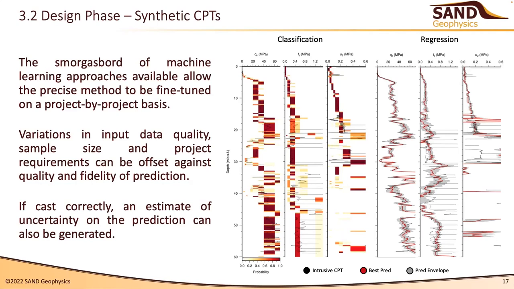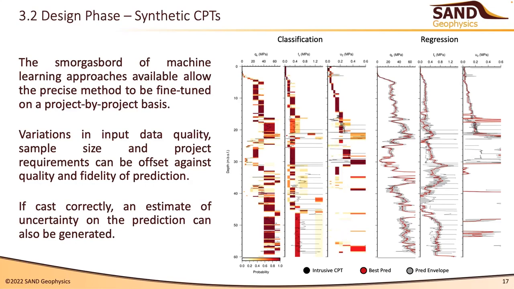And we see examples of that here. So I've given two examples. The example on the left is a classification using a random forest algorithm, where we're essentially binning the CPT tip resistance, the friction and pore pressure into discrete bins, and using the random forest algorithm to predict which bin, at whichever depth, the response is deemed to be most likely.